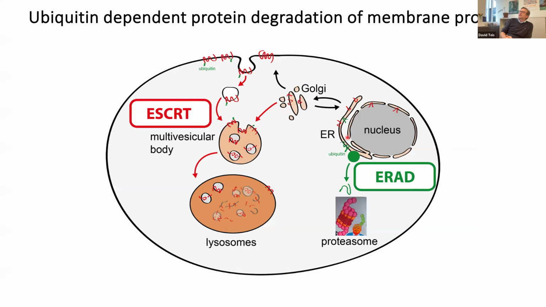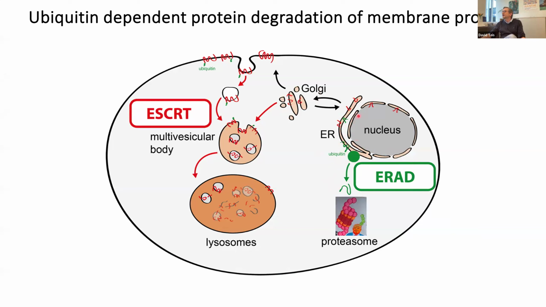My lab started out by being interested in pathways that specifically degrade membrane proteins. As you are well aware, at the ER, where most membrane proteins are born by being co-translationally inserted, the first quality control mechanism is the ER-associated degradation system. This system recognizes misfolded proteins, retrotranslocates them out of the ER membrane, ubiquitinates them, and then feeds them into proteasomes for degradation.